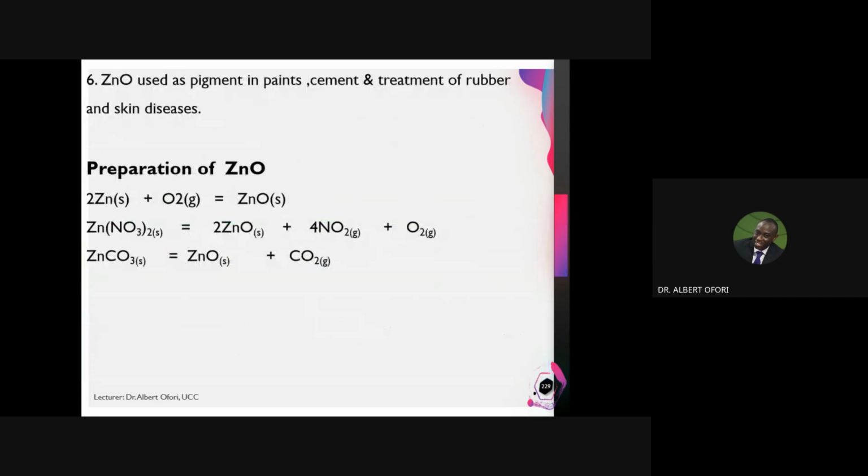But we know the compounds of zinc. We use them in paint, and of course in some treatment of water, and some skin diseases we can also use zinc, for example, the zinc oxide.